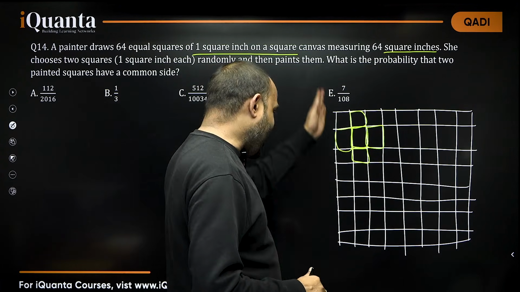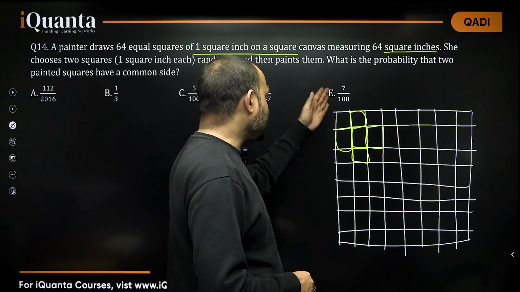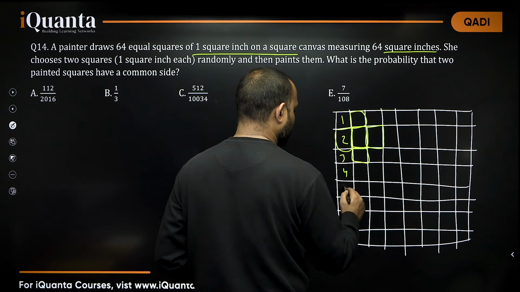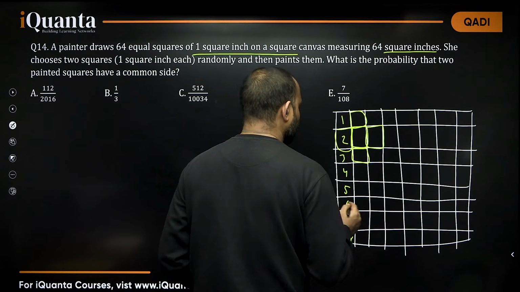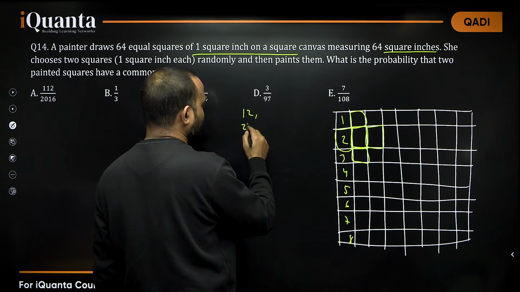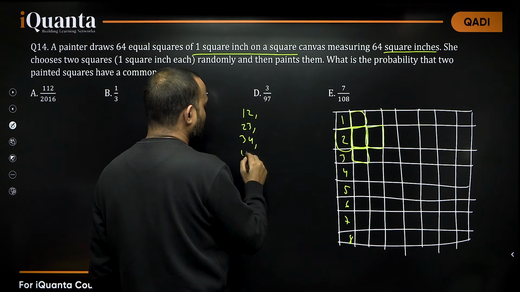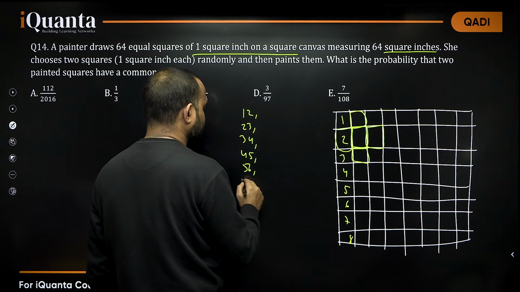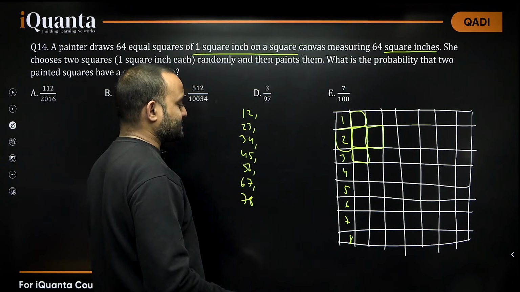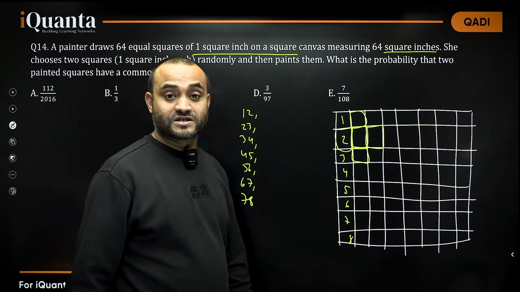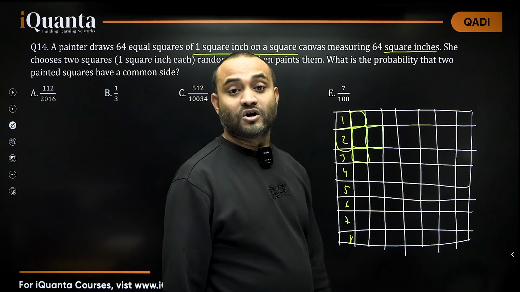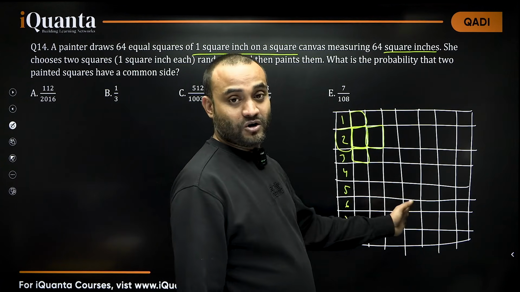So in every column, how many squares do you see are adjacent? 1, 2, 3, 4, 5, 6, 7, 8. 1 and 2 are adjacent, then 2 and 3 are adjacent, 3 and 4, 4 and 5, 5 and 6, 6 and 7, 7 and 8. So 1, 2, 3, 4, 5, 6, 7: 7 such pairs can be chosen from one column. How many columns do we have? We have 8 columns, right?